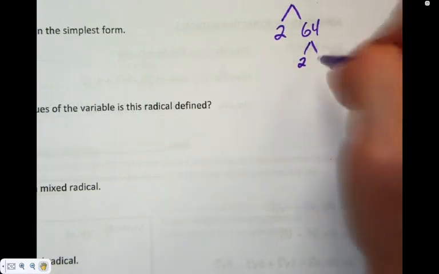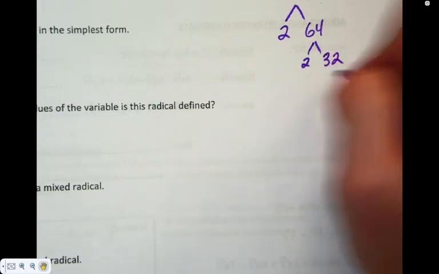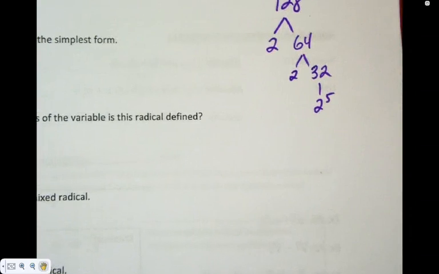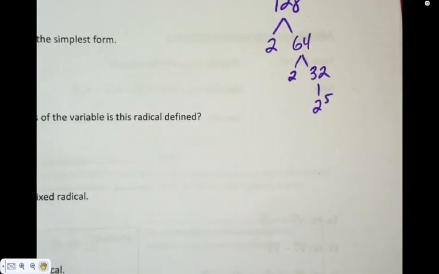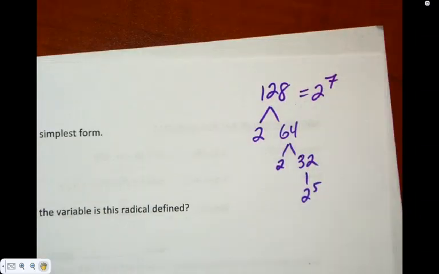And it would be 2 times 32. Now my brain can see that this is 2 to the 5. If your brain doesn't see that, then you would just keep dividing by 2. You can stop wherever your brain needs to stop. In total, how many 2's do we have? 7. So I know this is 2 to the 7. That's really what you need to get down to, however you choose to do it.